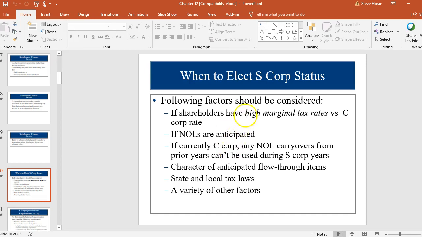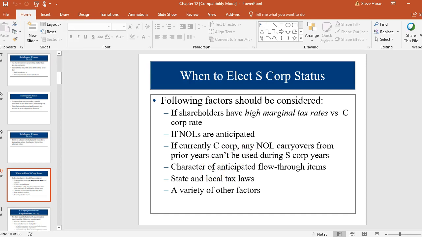So it says if shareholders have a high marginal tax rate versus the C corp rate, that's one factor to think through. We expect there to be net operating losses. If currently a C corp, any NOL carryovers from prior years can't be used during S corp years. So if we've got prior carryovers, we can't use those if we become an S corp.